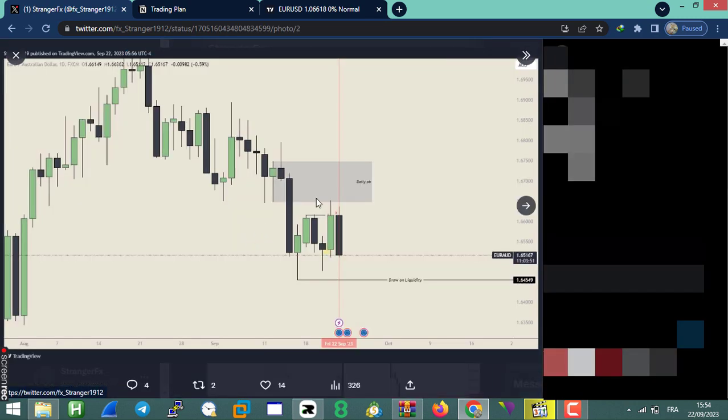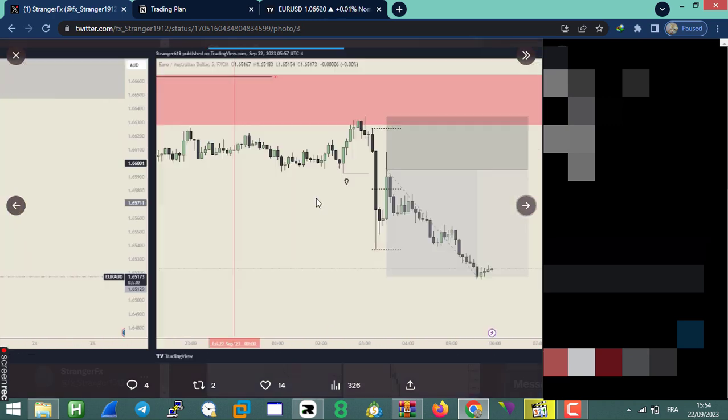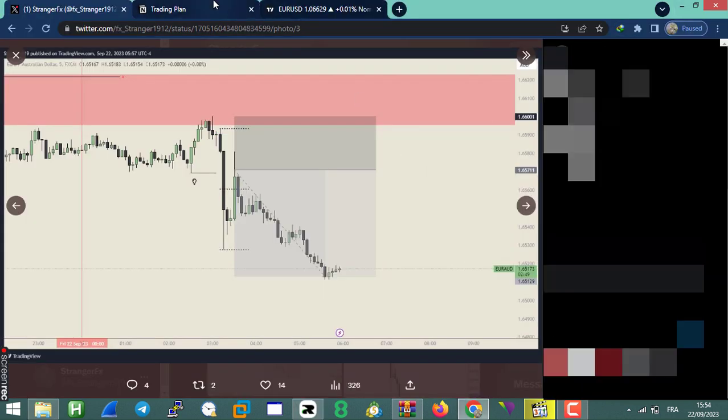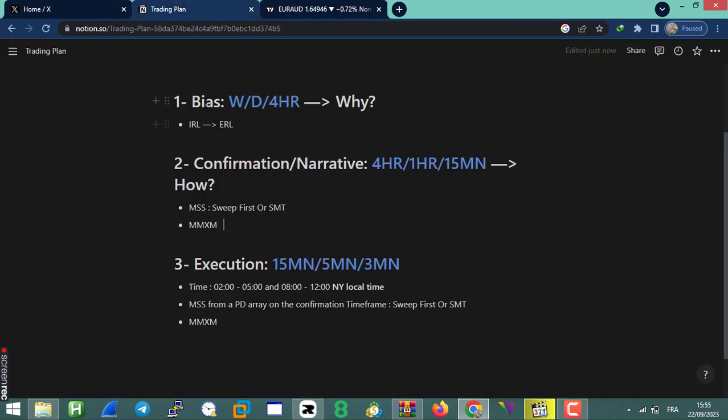So here you go. And here's the trade. I took a short here and exited here. All right. And now let's start with the first step.